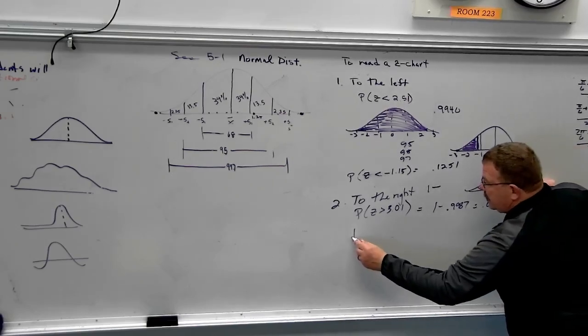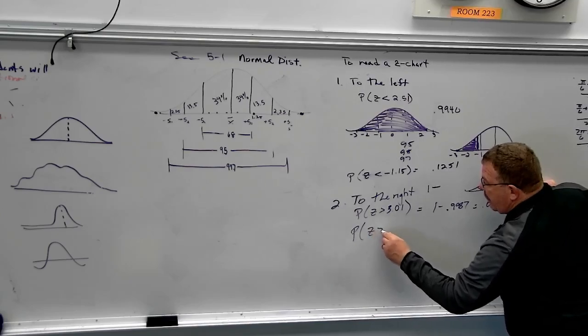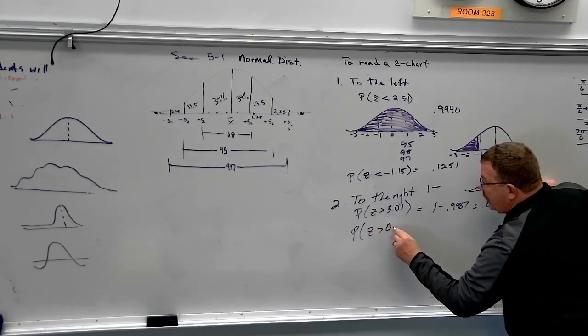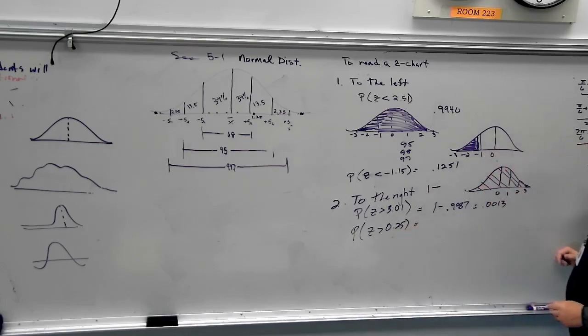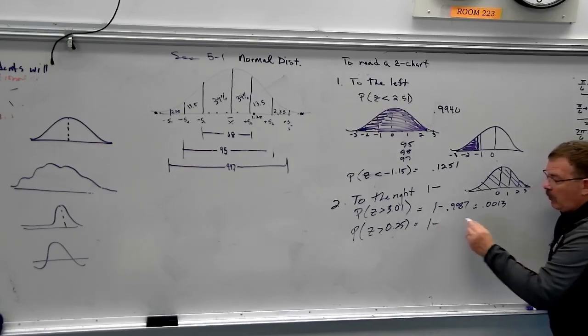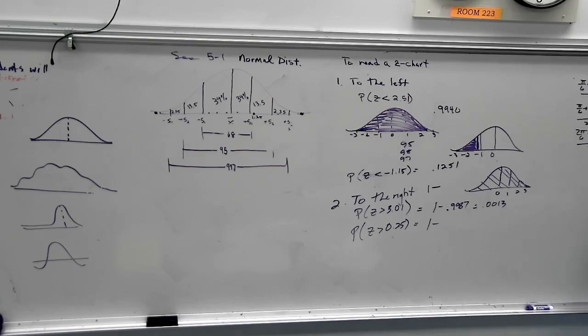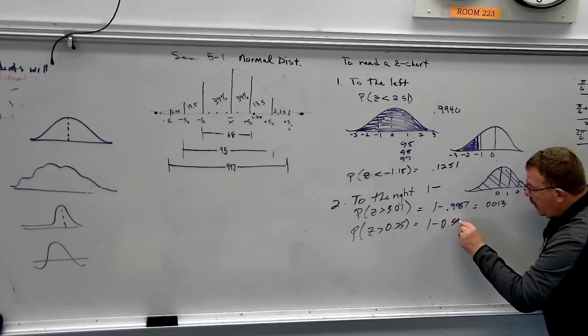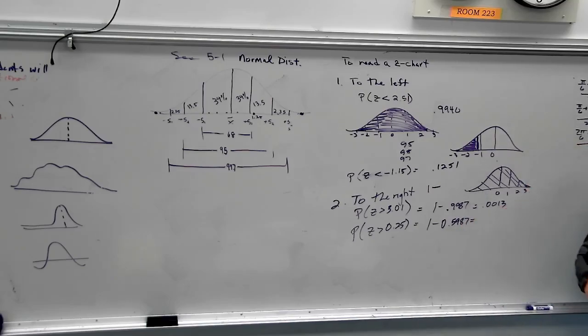Here's our last one of these. What would be Z greater than 0.25? Here's what I do. As soon as I see that it's a greater than symbol, I immediately write 1 minus, so I don't forget. Anytime I see anything to the right, it's 1 minus. Can somebody tell me what 0.25 is? 0.5987. Okay. Now, on your calculators, just take 1 minus 0.5987. Can somebody do that for me real quick?